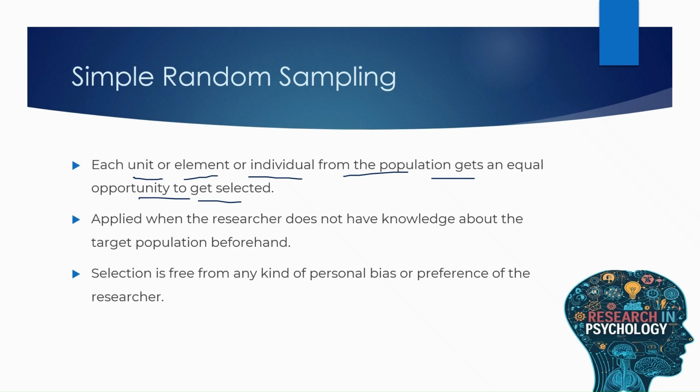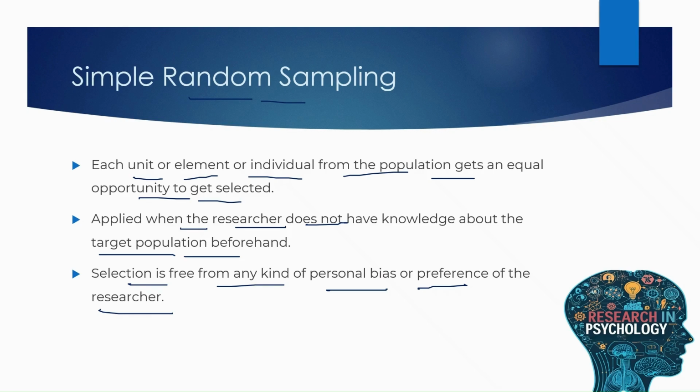into the sample, right? So this technique is applied when the researcher does not have knowledge about the target population beforehand. If the researcher does not know about the target population, it's wise that you choose random samples from the population. The selection is free from any kind of personal bias or preference of the researcher. That's why it is called random sampling, right? So here there is no personal bias from the researcher playing in the sampling process.